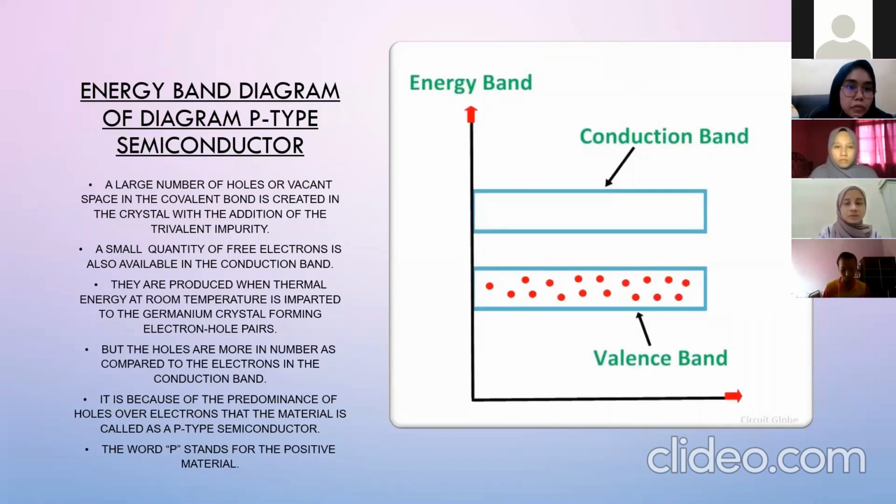A large number of holes or vacant spaces are available in the valence band. A small quantity of free electrons is available in the conduction band. These are produced when thermal energy at room temperature is imparted to the germanium crystal, forming an electron-hole pair, but the holes are more in number in the valence band compared to the conduction band. It is because of the predominance of holes over electrons that the material is called a P-type semiconductor. The P stands for positive material.